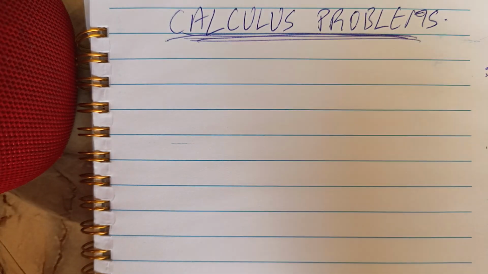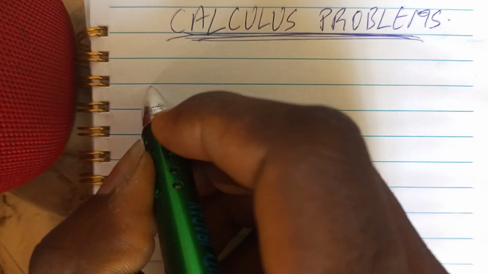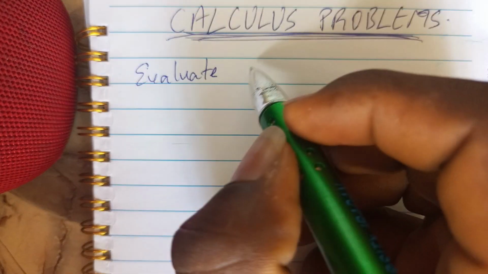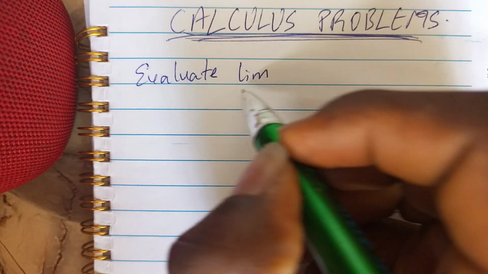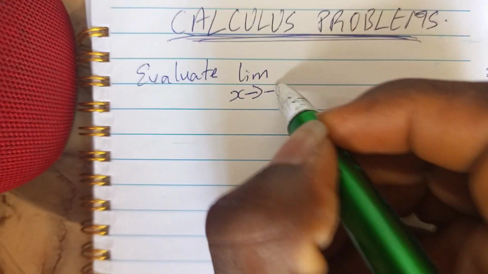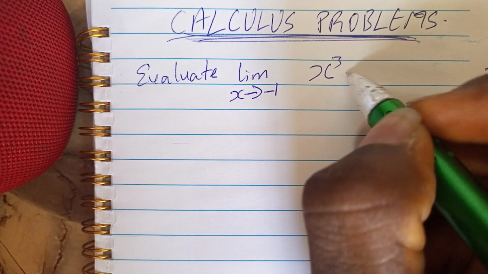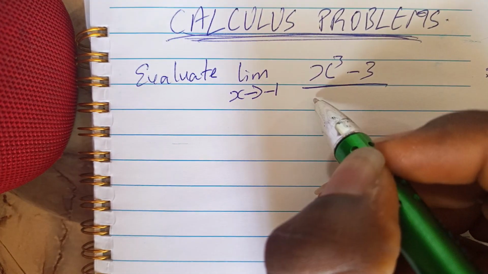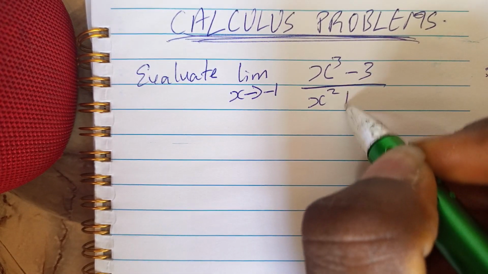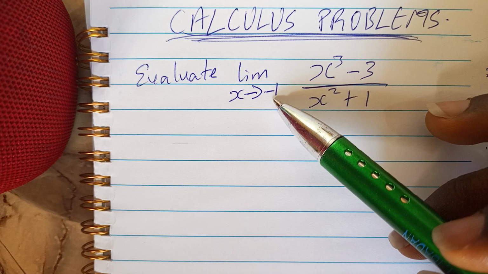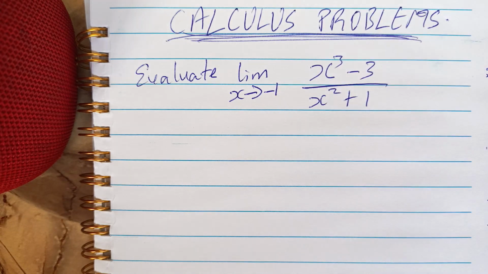So our first question here is: evaluate the limit as x tends to -1 of (x cubed minus 3) over (x squared plus 1). Alright, so now how do we solve this? Simply input x: wherever you see x, put -1. And then you solve the equation.